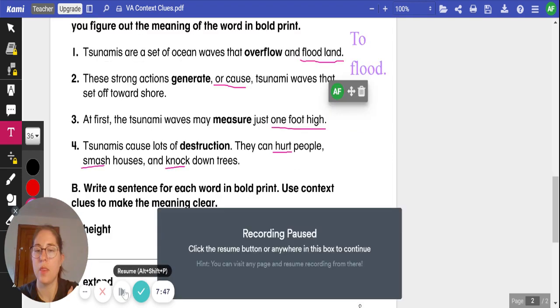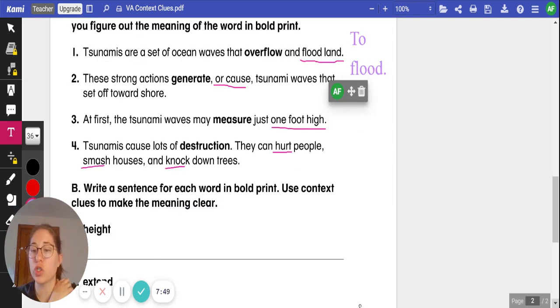All right, for number 2, your sentence clue or cause is basically a definition. So in that sentence, they gave you a definition to say generate, meaning the same thing is to cause something to happen. So you can underline to cause. Number 3, we see just like in one of our examples, 1 foot high. We know that measure means how tall something is.